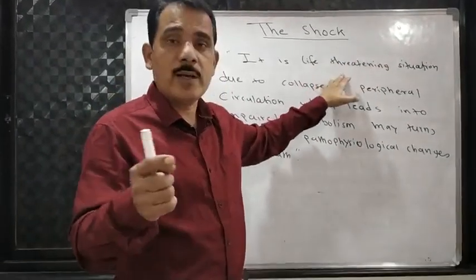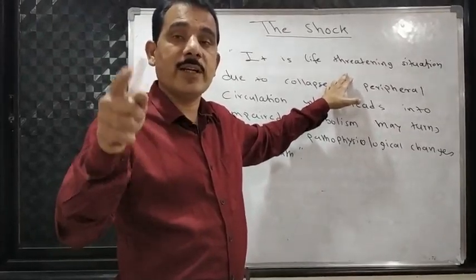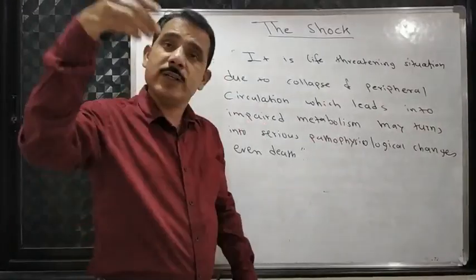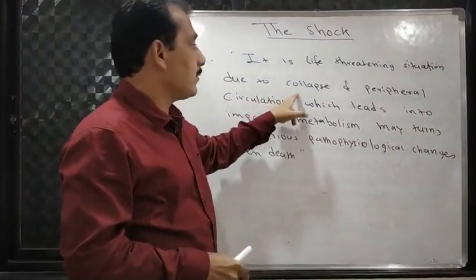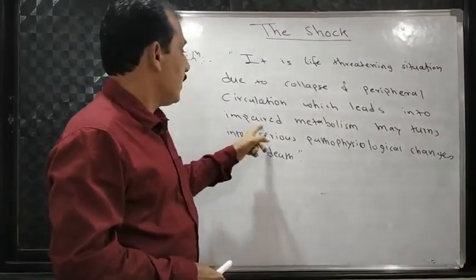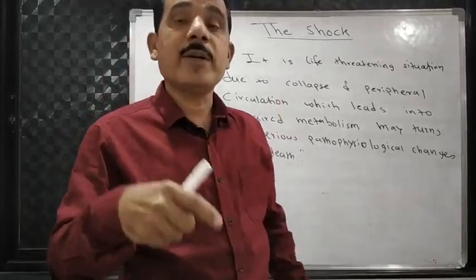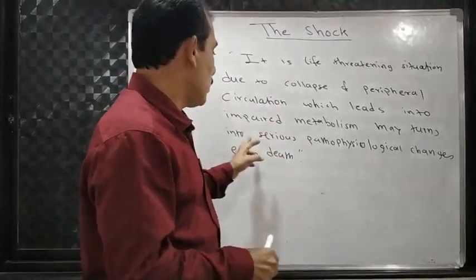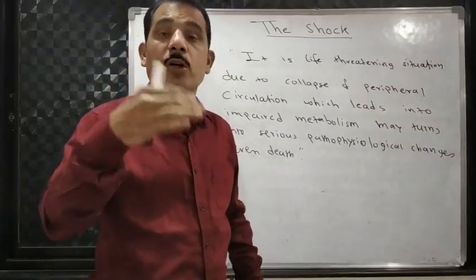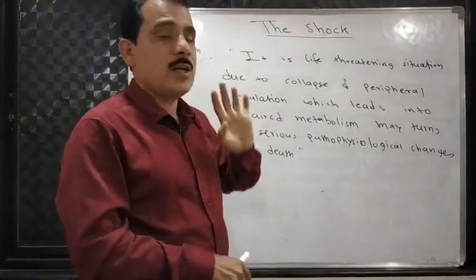There are more chances of ending the life, so that's about the threatening situation. And why does this situation occur? Whatever the reason is, the main mechanism is a collapse of peripheral circulation, and that leads to impaired metabolism. If metabolism is impaired and continues, that may turn into serious pathological changes, and if these are gross, it may cause death also. And this condition is called shock.